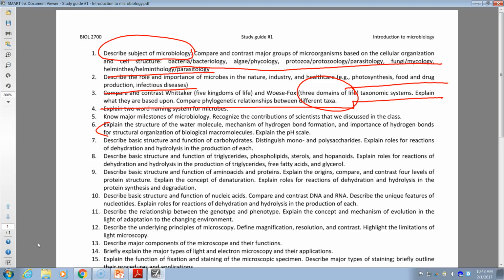pH scale. I'm not asking you to tell me that tomato juice has pH of 4 and Coca-Cola has a pH of 2.5. I don't care. 7 is neutral, above is basic, below is acidic. That's it. Good? That's really it.